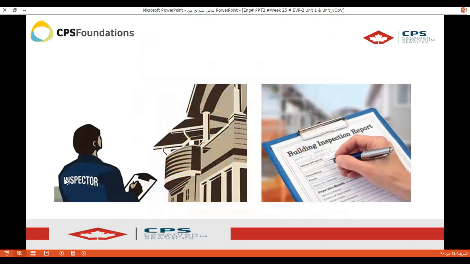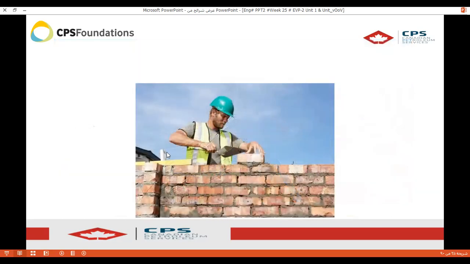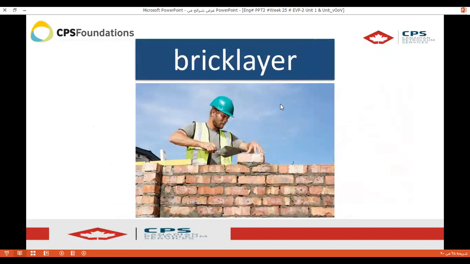Now he is an inspector. He is inspecting. To inspect is to check. He is a building inspector and he is filling in a building inspection report. What is he doing? He is laying some bricks here, so he is a bricklayer. Some people call him a builder, okay? But the exact word is bricklayer. He is laying some bricks.